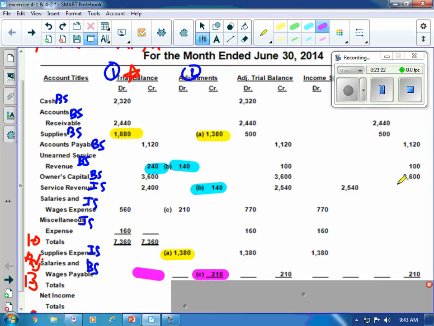Why? So far we've been doing everything opposite. If it was a debit balance, we credited. If it was a credit balance, we debited. But we're adding to what we owed them. We owed them 0. Now we're going to add 210. Debit and credit rules tell me if we have a credit, something has to be debited. Salaries and wages expense. You know how to do all of this. It's just that you've not done it in this format before.